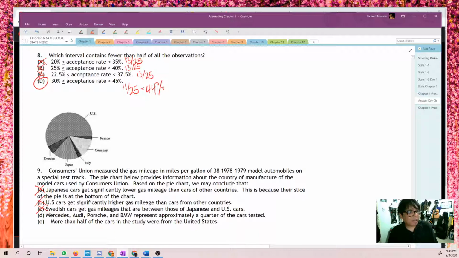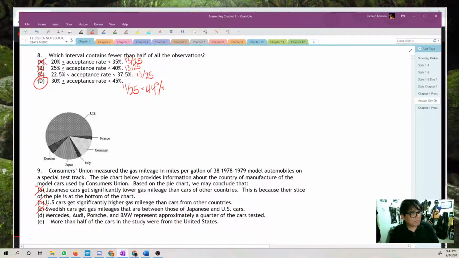Letter D, Mercedes, Audi, Porsche, and BMW represent approximately a quarter of the cars tested. Well, where are Mercedes, Audi, Porsche, and BMW? I think you're supposed to know that those are German cars. And if you take a look at the German slice, that is definitely not 25%. 25% would represent a quarter of the pie. That is not a quarter of the pie. So letter D should be incorrect.